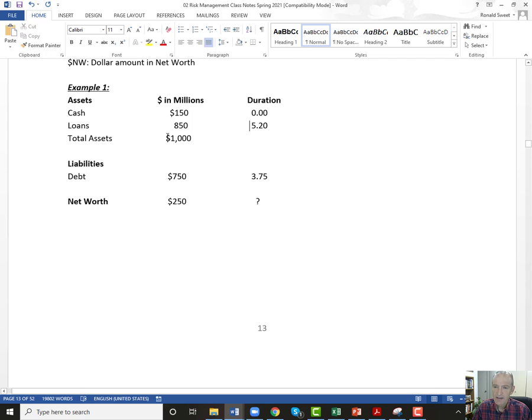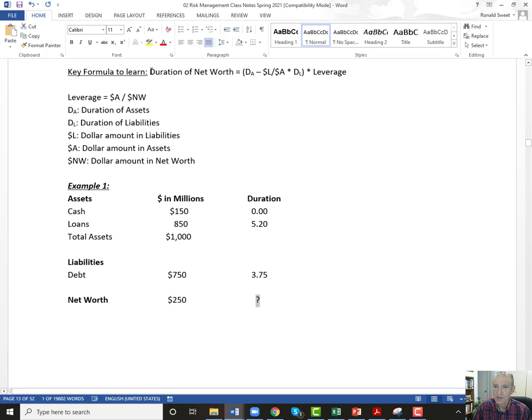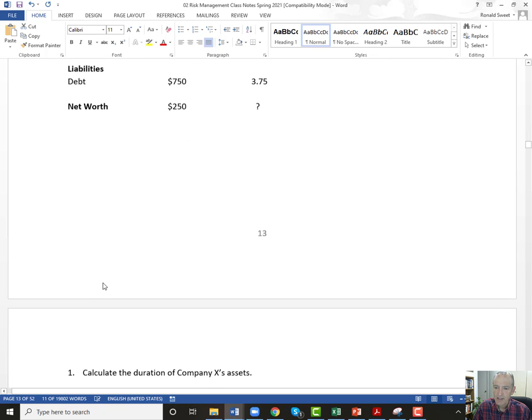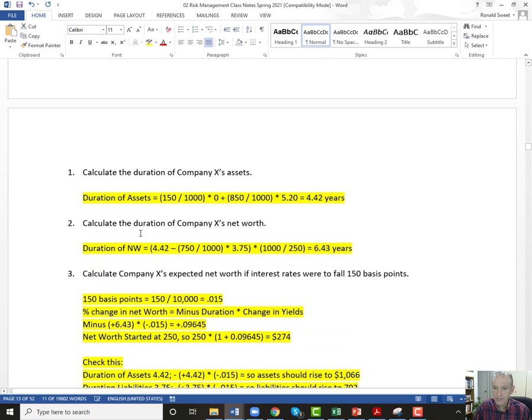So their total assets are $1 billion. They have $750 million in debt. The duration of that is 3.75. This is probably the easiest number to calculate on the balance sheet. It's very easy to calculate the duration of debt. So what we want to know is, their net worth is 250. What is the duration of net worth? And again, we'll use this formula to do it. So let's plug the numbers in.